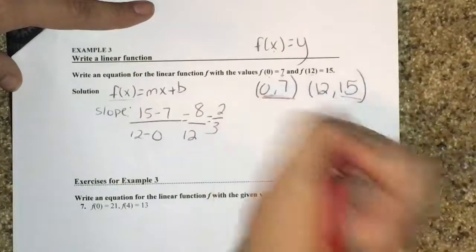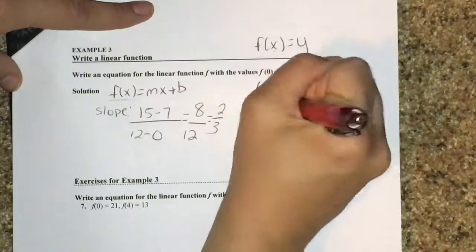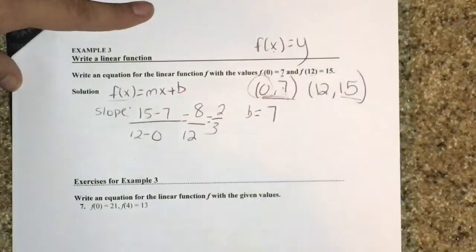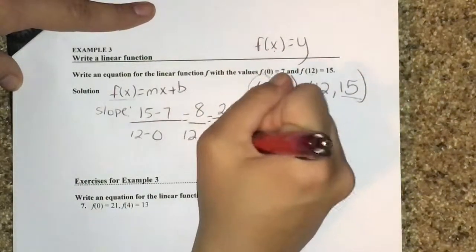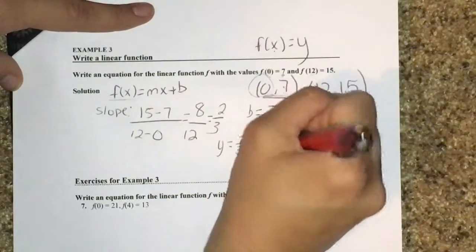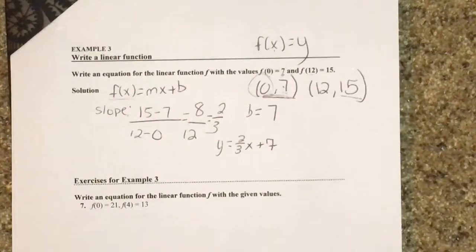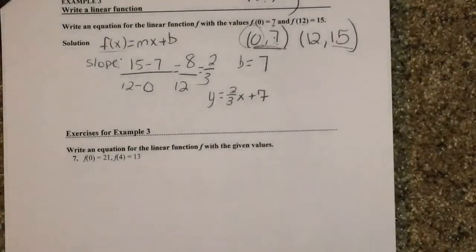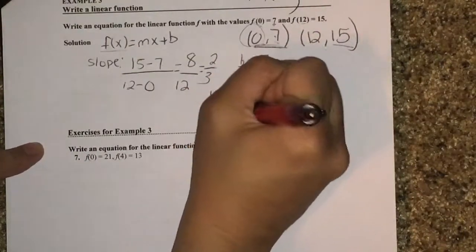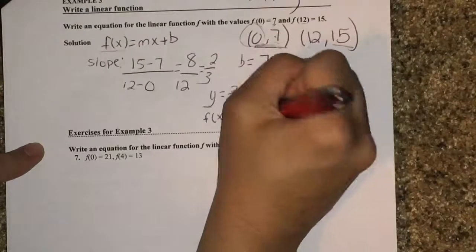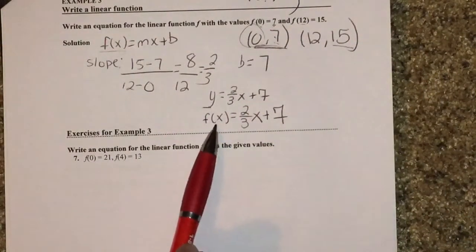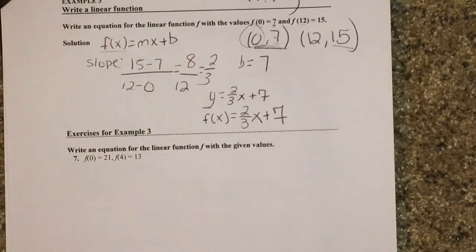Then I also know that my y-intercept, my b, is going to be 7 because (0, 7). My x is 0, that means 7 is my y-intercept. So I write this as y equals 2/3 x plus 7. But because I'm asking you to do this in function form, you need to give me your answer in function form. So instead of y, simply just write f of x is equal to 2/3 x plus 7. Again, function f of x, that's just a different notation for y.